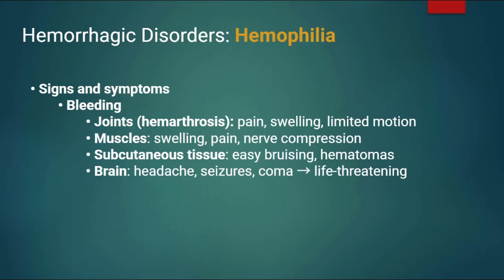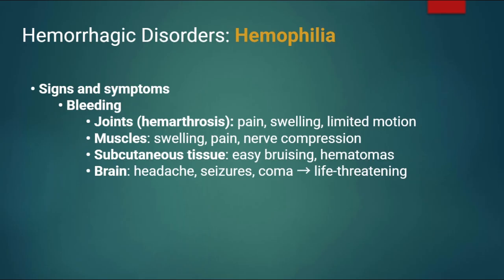Now let's go over the signs and symptoms of hemophilia. The biggest issue is uncontrolled bleeding, which can occur either after an injury or sometimes spontaneously. Bleeding into the joints, called hemarthrosis, is a hallmark sign. It causes pain, swelling, warmth, and decreased movement of the joint. Repeated joint bleeds can lead to permanent joint damage and arthritis.